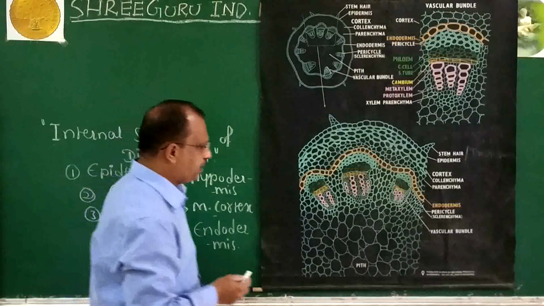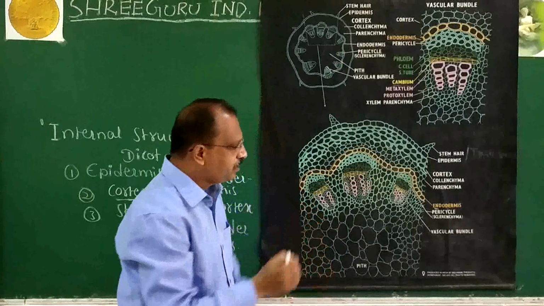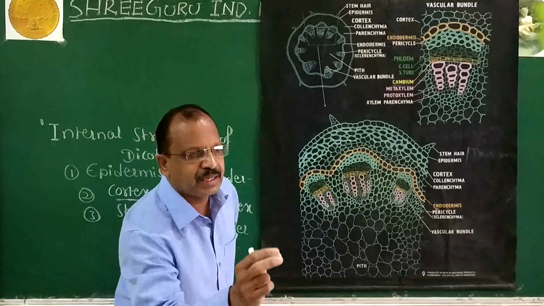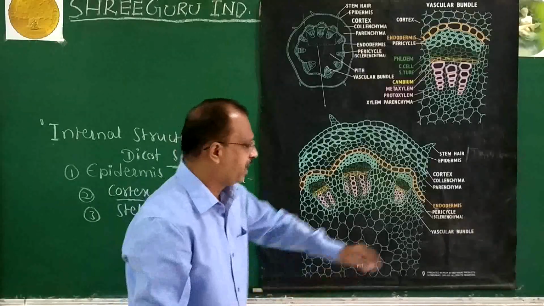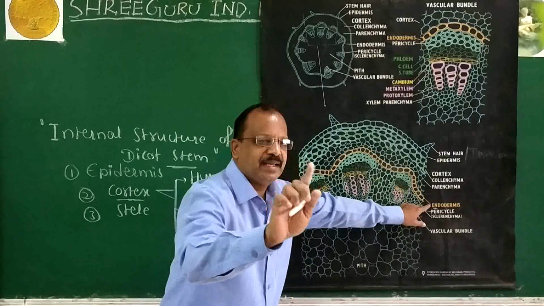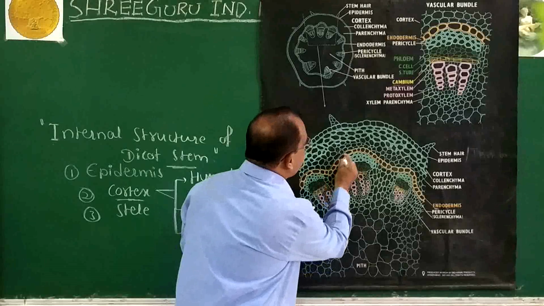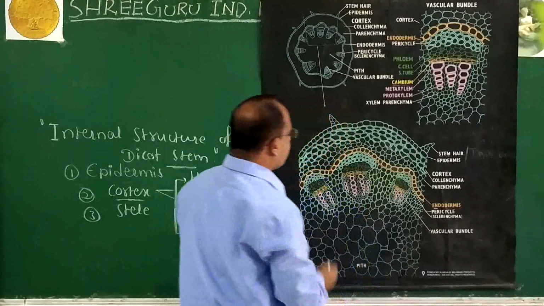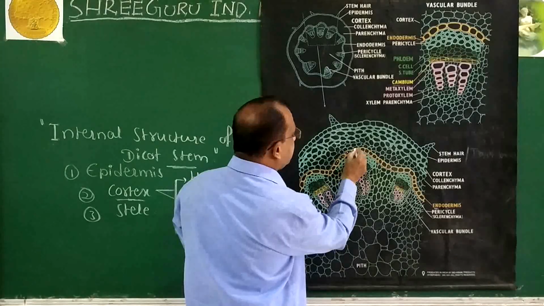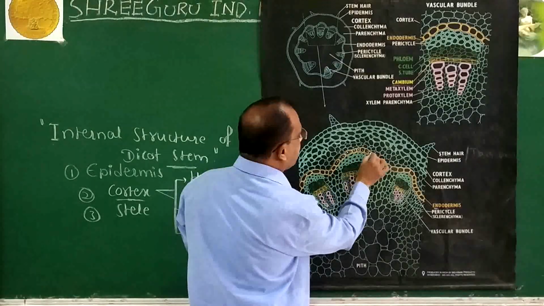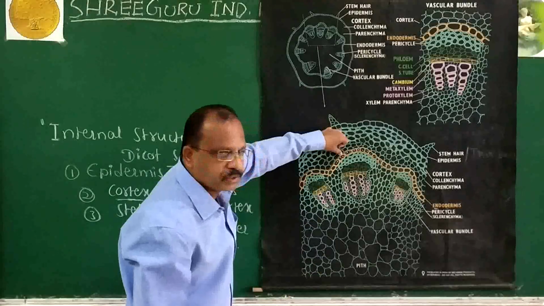Next matter is endodermis. Endodermis is the innermost layer of cortex. Endodermis is a single wavy layer. Endodermis is also called starch sheath because the cells contain starch grains.